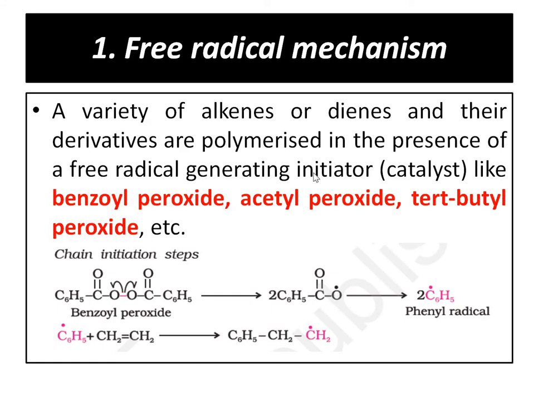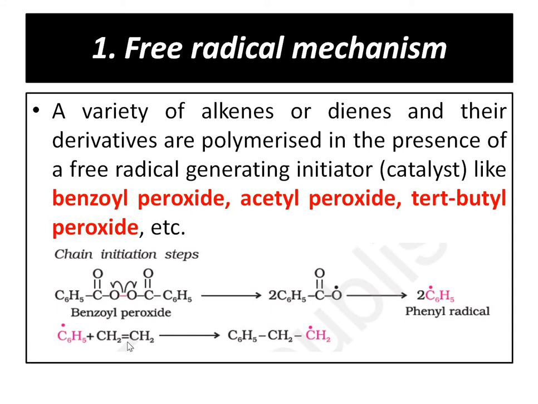A variety of alkenes or dienes and their derivatives are polymerized in the presence of free radical generating initiator catalysts like benzoyl peroxide, acetyl peroxide or tertiary butyl peroxide. Here we are taking the example of benzoyl peroxide: C6H5 C double O O O C double O C6H5. Here bond dissociation will take place; one electron will be taken by this oxygen, one by that oxygen, forming 2 C6H5 C double O with an electron. Then it converts to a free radical by losing CO2, so we get the phenyl radical.